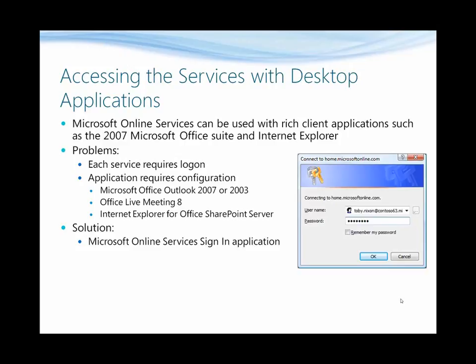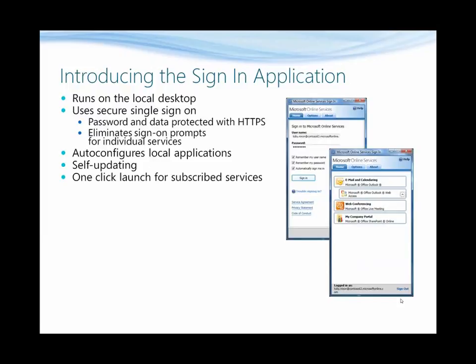To make the services easy to access, Microsoft created the Microsoft Online Services sign-in application. The application runs on the local desktop. Users will have an online service username and password that is unique to the online services. The application automatically configures your desktop applications and provides authentication to the services. This provides one place to launch Office Outlook 2007, Office Live Meeting, SharePoint Online, and future online services as they are released.